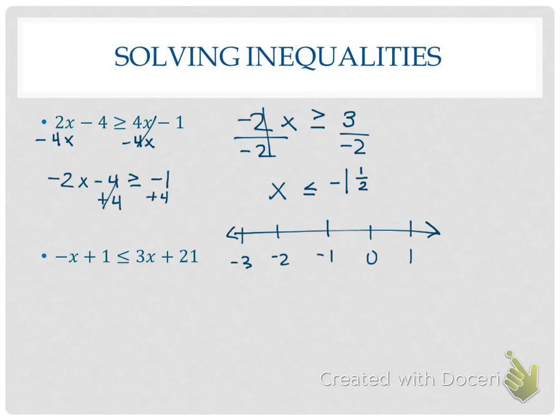And what type of circle am I going to draw? A closed circle. Okay, and which direction am I going to shade? To the left. Very good. It doesn't have to perfectly be in between negative 1 and negative 2, obviously, as long as it's close to the halfway point. It is correct.